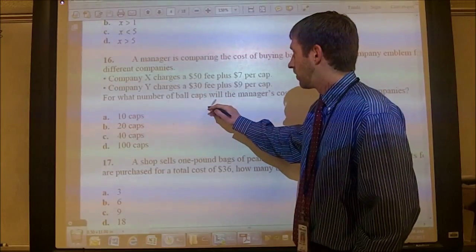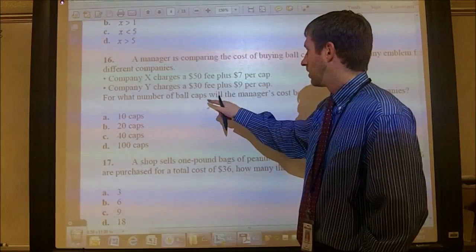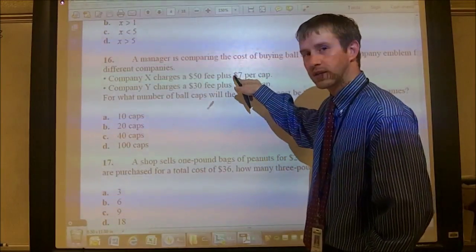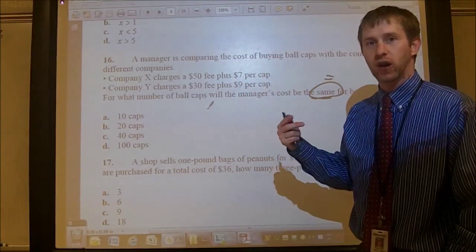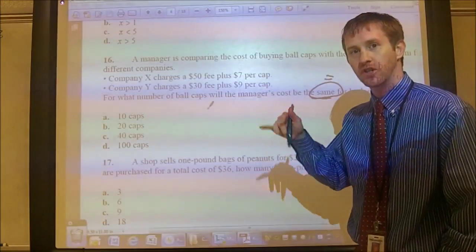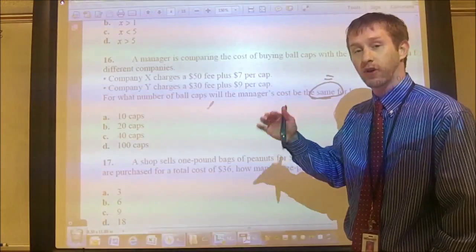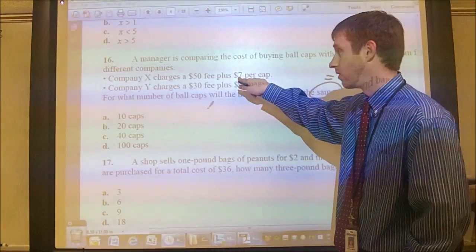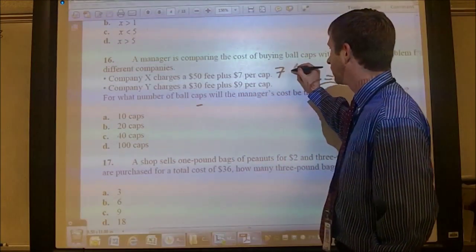I'm going to set up an equation for the first company. Company X, they charge a $50 fee plus $7 per cap. When you see this 7 per cap, that should ring out, that's rate of change. That's our slope. It's per something. Every time we sell a cap, that increases how much they charge, but it's staying the same. It's 7. This is a linear equation.